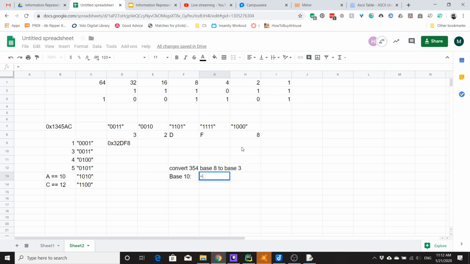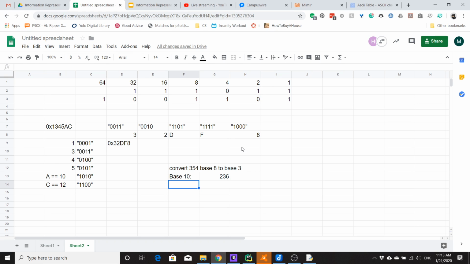Okay, so our first step is to do what? Convert to base 10. So the base 10 value here is going to be 3 times 8 to the second, plus 5 times 8, plus 4, which is 236. So now we need to convert it to the new base.